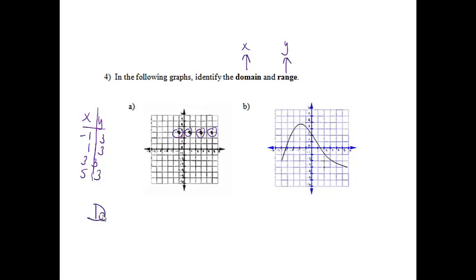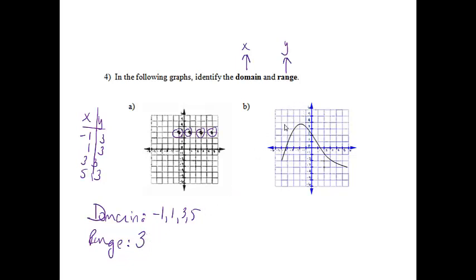And so for this one, the domain is just a list of all the x values. So it's going to be negative 1, 1, 3, and 5. And the range is a list of all the y values, and all the y values are just 3, and we do not duplicate numbers, so that would be it.